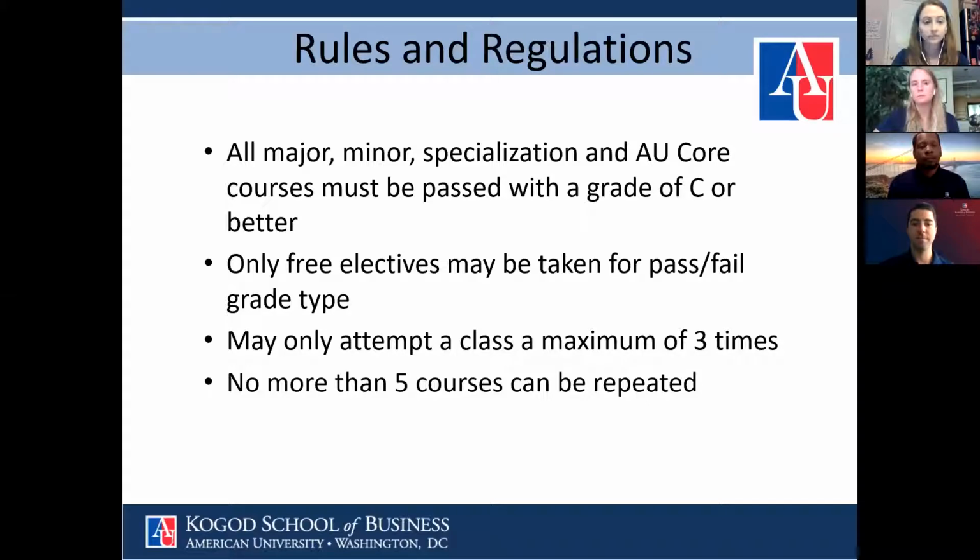The third rule and regulation that we want you all to be mindful of is that students may only attempt a class a maximum of 3 times. And this also includes any course that you would withdraw from. So for example, if a student registered for Econ 150 in fall 2020, but then withdrew from the course, that would be considered 1 attempt. And then if they decided to retake it in spring 2021, that would be considered their 2nd attempt. And the last rule and regulation to be mindful of is that no more than 5 courses can be repeated.